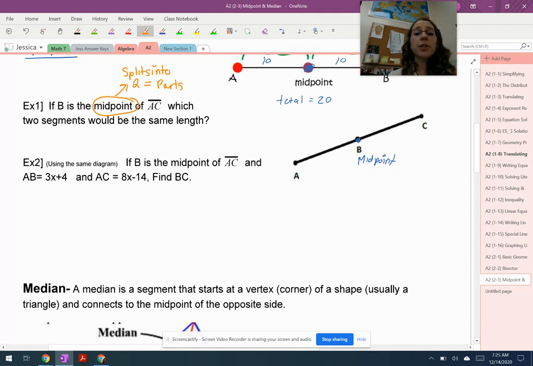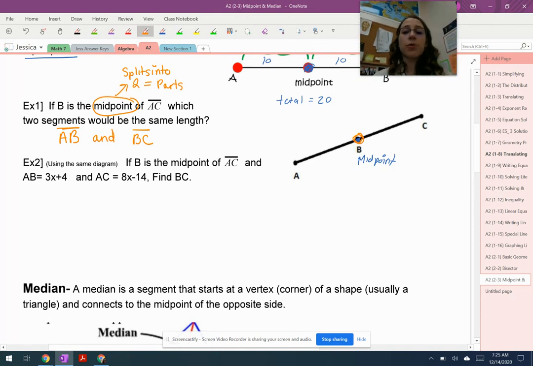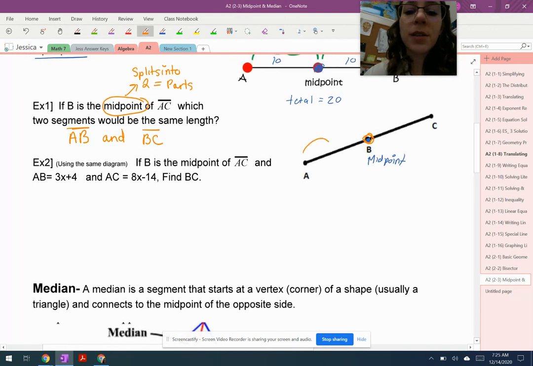Which two segments would be the same length? Well, if B is cutting it in half, then which two segments would be the same length? That would be segment AB and segment BC. Those two smaller pieces would be the same. We'll call it X and X. Okay?